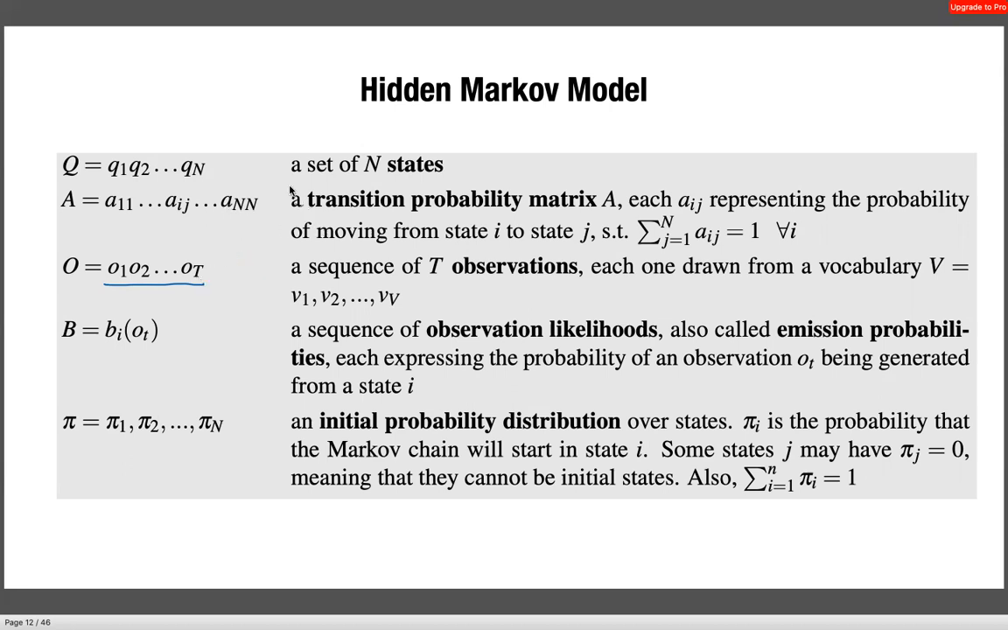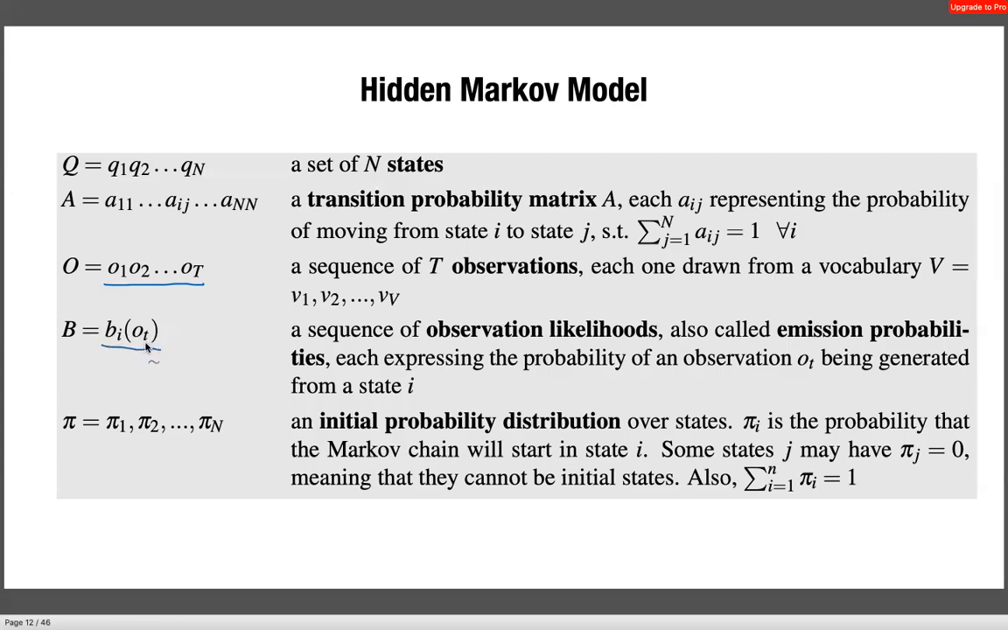So as with Markov chains, you have a set of n states and you have transition probability matrix A, where each A sub ij is the transition probability from state i to state j. Now you have this sequence of observations, because now there's this distinction between the state sequence and an observation sequence. So these are your observations denoted by O1 to O capital T. And now you have another set of probabilities, which are referred to as emission probabilities or observation probabilities or observation likelihoods. This is the probability of an observation O sub t being generated from a particular state i. Here this is denoted by B sub i of O t.